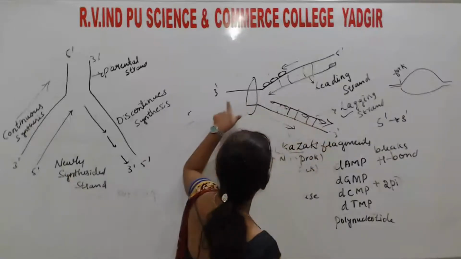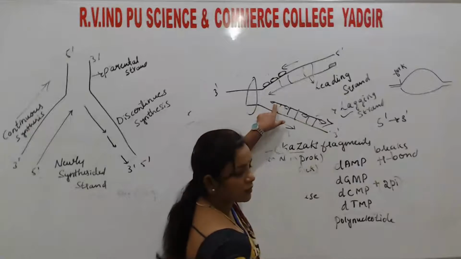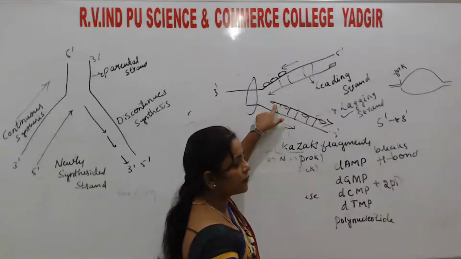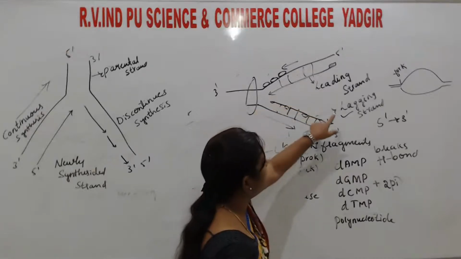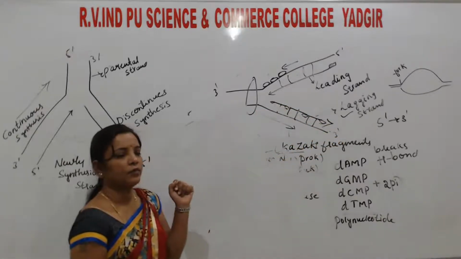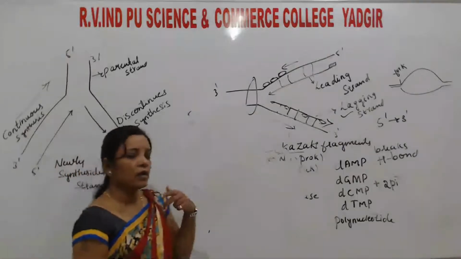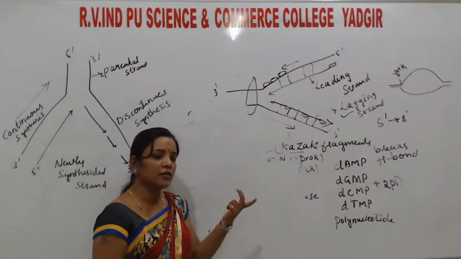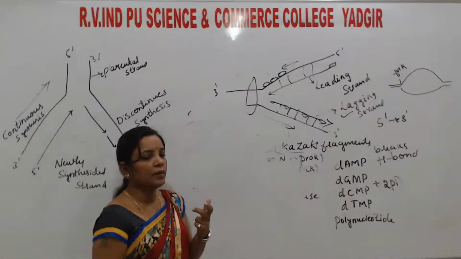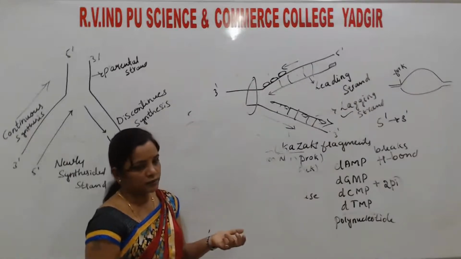If the parental strand runs 3 prime to 5 prime, the newly synthesized strand will move from 5 prime to 3 prime. If we come to know one strand, automatically the other strand is known, and we can make a copy of it.